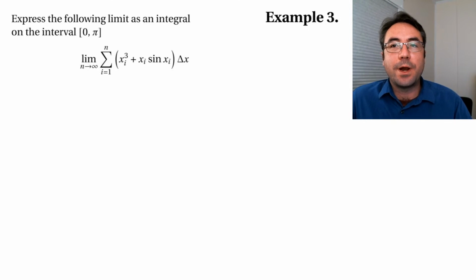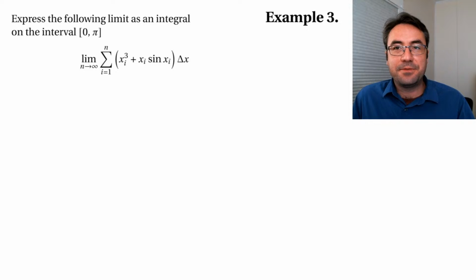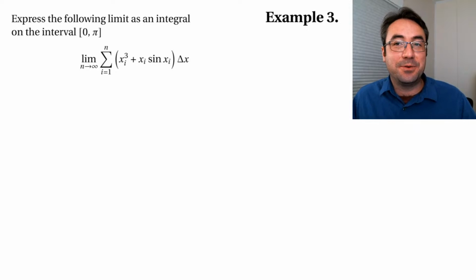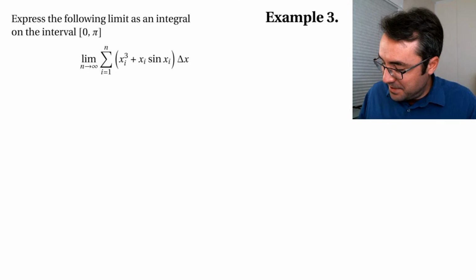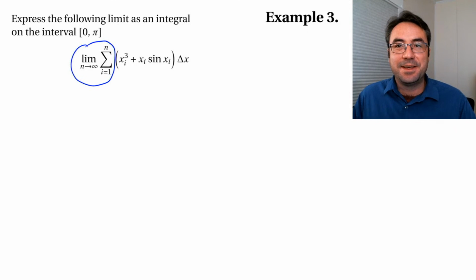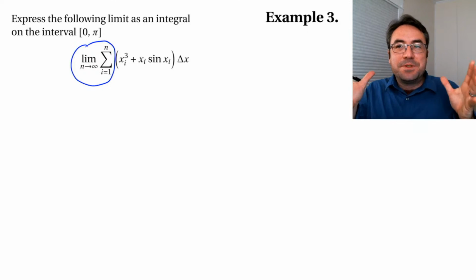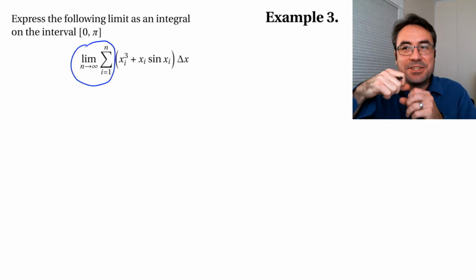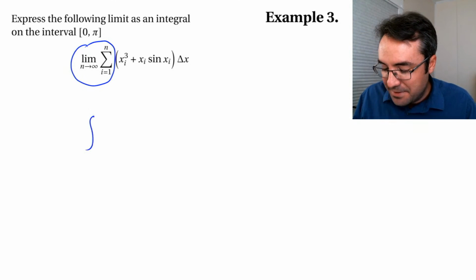So in example 3, we're going to write this limit as an integral on the interval from 0 to pi. A lot of the notation that we use for our definite integral is motivated by that sigma notation. So when we see this limit of this sigma here, the integral kind of smooths things out. Imagine taking that summation sign and smoothing it out a bit. That's our integral sign.